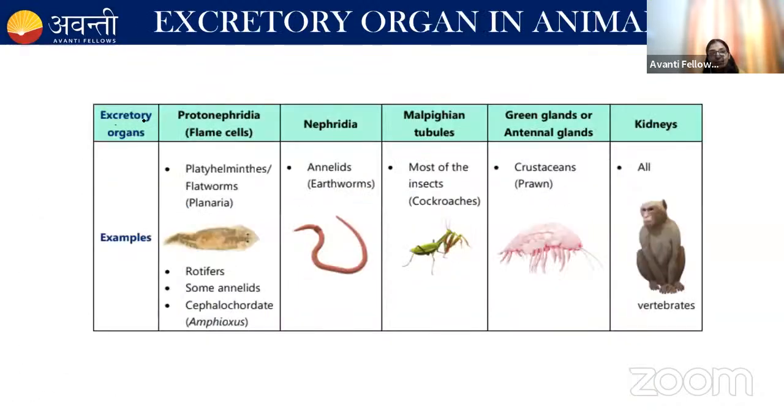Moving next is the type of excretory organ and their examples. Protonephridia, or flame cells, are found in organisms like platyhelminthes, flatworms, planaria, rotifers, some annelids, and cephalochordates like amphioxus. Next is nephridia, found in annelids like earthworm; Malpighian tubules found in cockroach; green gland or antennal gland, found in crustaceans like prawns; and kidneys, found in vertebrates. Please remember the examples and the excretory organs.